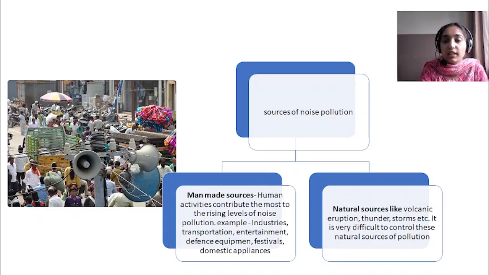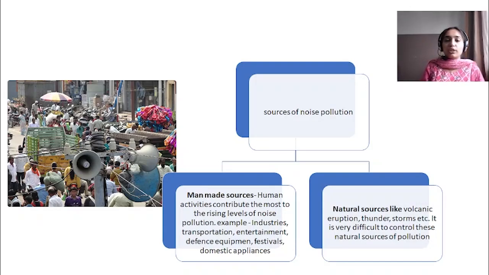When there is a volcanic eruption, the sound coming out of the land is so high that it creates noise pollution, like thunder, storm, etc. So it is very difficult to control these natural sources of pollution.